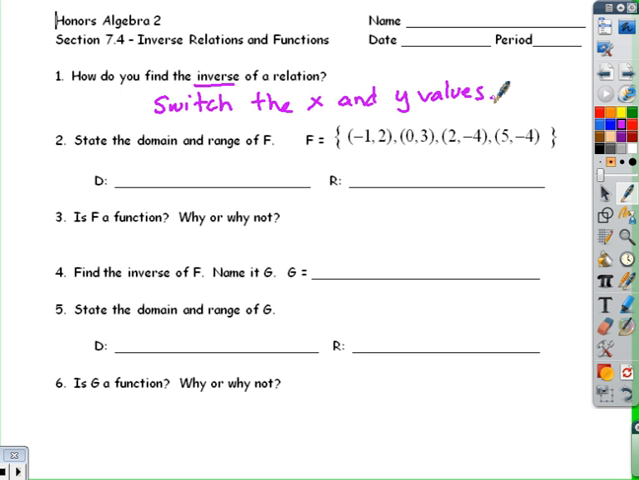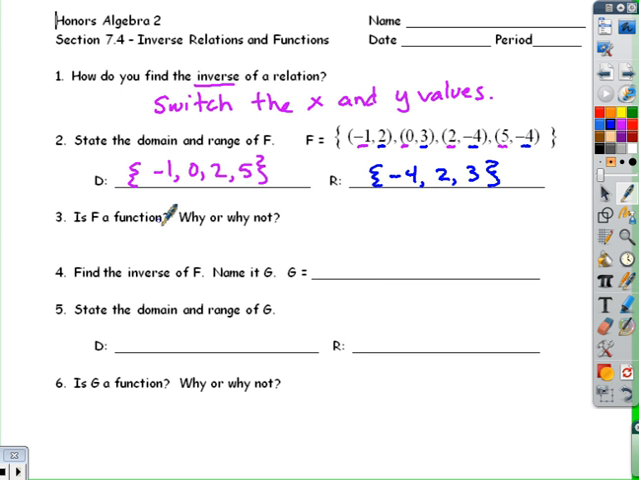So let's state the domain and the range of this function. So domain, we're going to look at our x values. I'm going to just put them in order. The set of numbers, we're going to do a roster: -2, -1, 0, 2, and 5. So that is the set of x values. And then my range is going to be 2, 3, -4. I don't have to repeat -4. I can just say, in order, -4, 2, and 3. All right, so that is my set of y values.